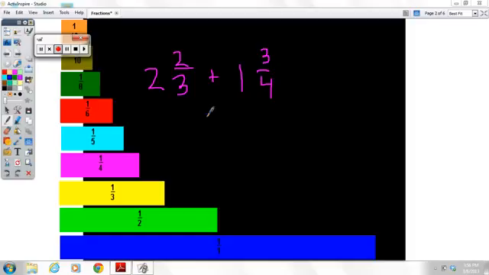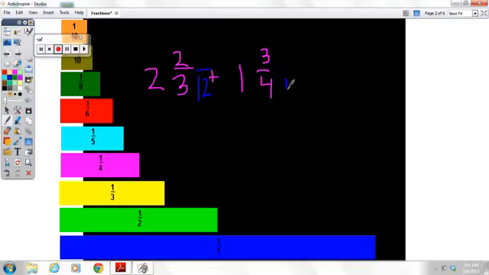Now the problem here is that the denominators for the fraction part of the mixed numbers don't match. Whenever we add or subtract fractions, the denominators have to match. And how do we get them to match? We need to find the least common denominator between the 3 and the 4. The least common denominator is really the least common multiple. In this instance, the least common denominator would be 12.